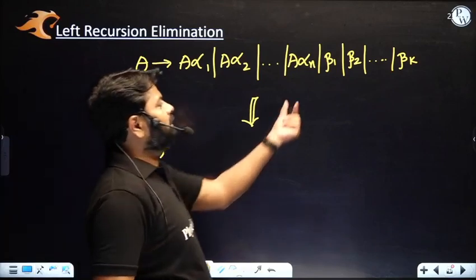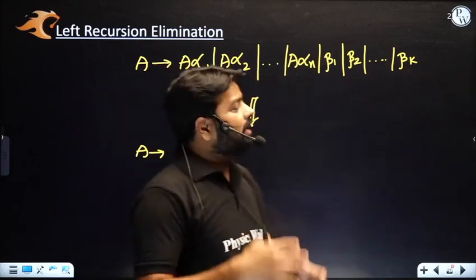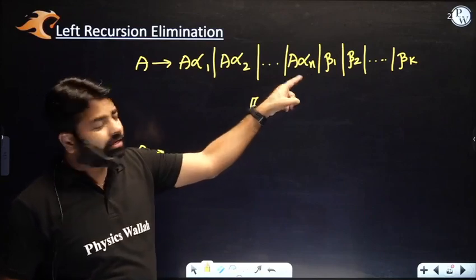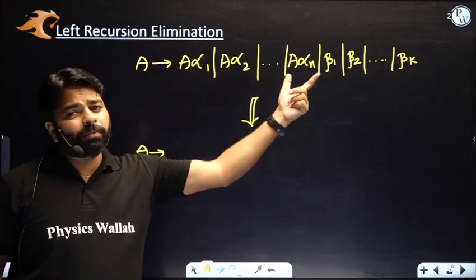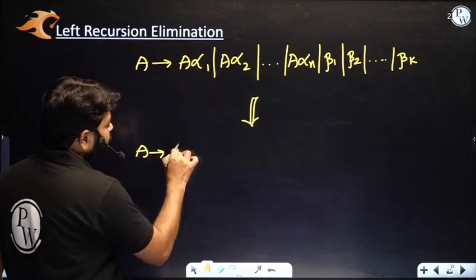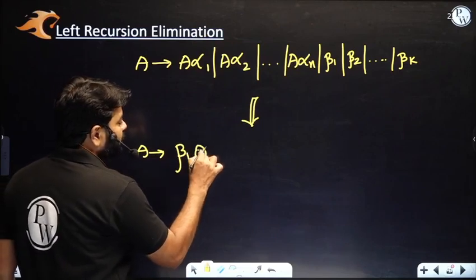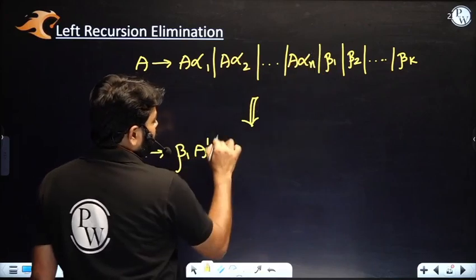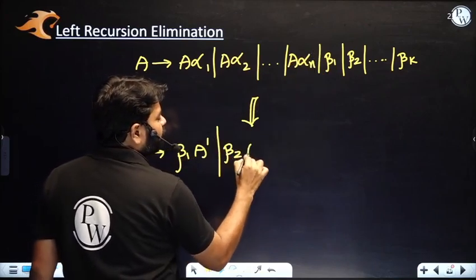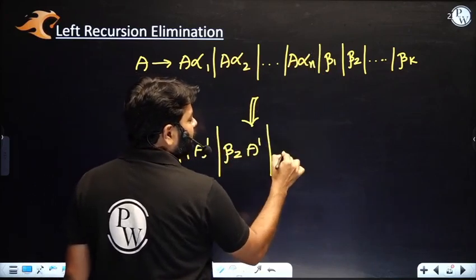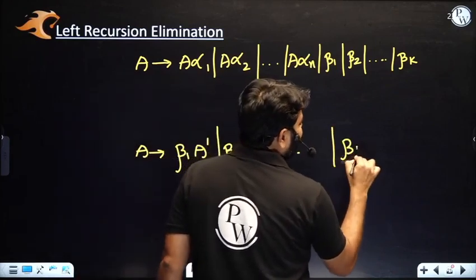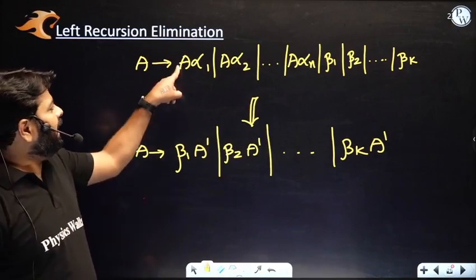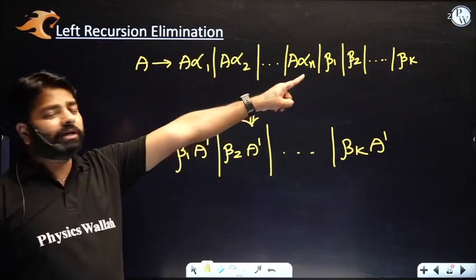I told you these non-left-recursive terms we are going to write first because they are going to be the reason to end this A. So in the first position we are putting beta 1. So we are going to take the help of beta 1 A'. This A' will repeat alpha 1 or repeat alpha 2 and so on. And for beta 2 we may have A' and so on. How many of these non-left-recursive terms? This many.